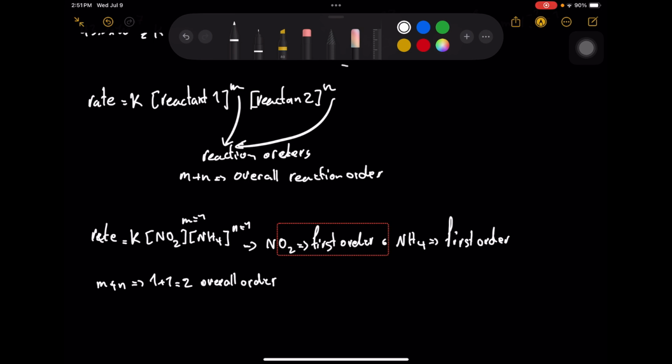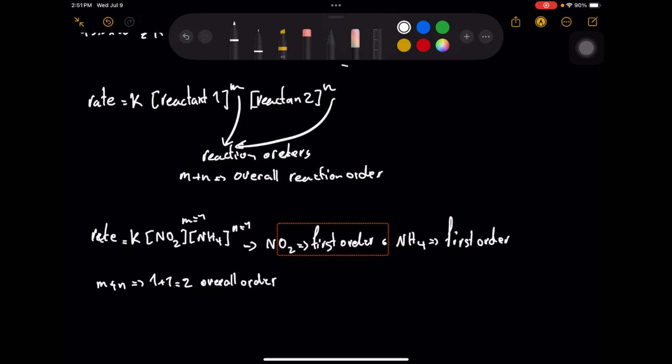The reaction order can be a non-integer value and can be negative. However, the most common ones that we are going to study are 0, 1, and 2. And I said these are the coefficients here, but it is important to know that the reaction orders do not necessarily correspond to the coefficients in the balanced equation.